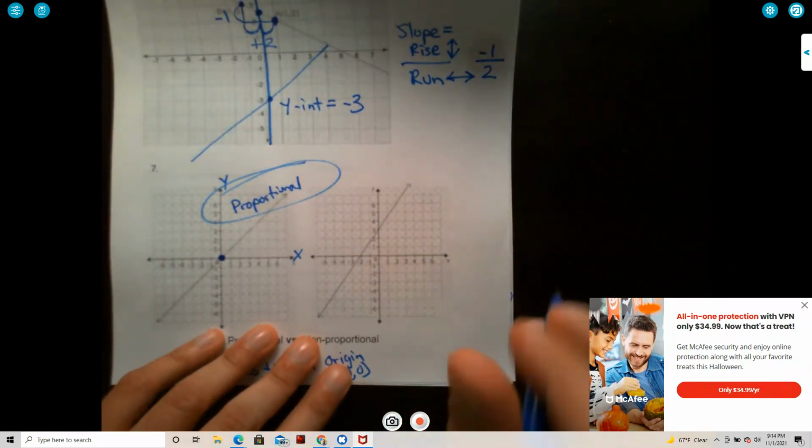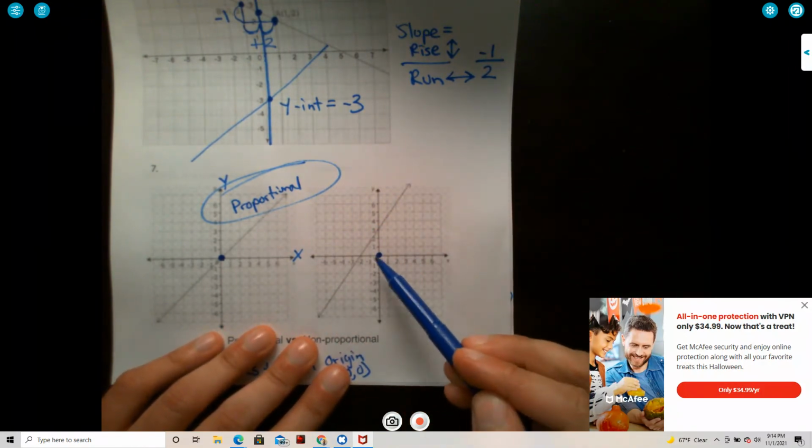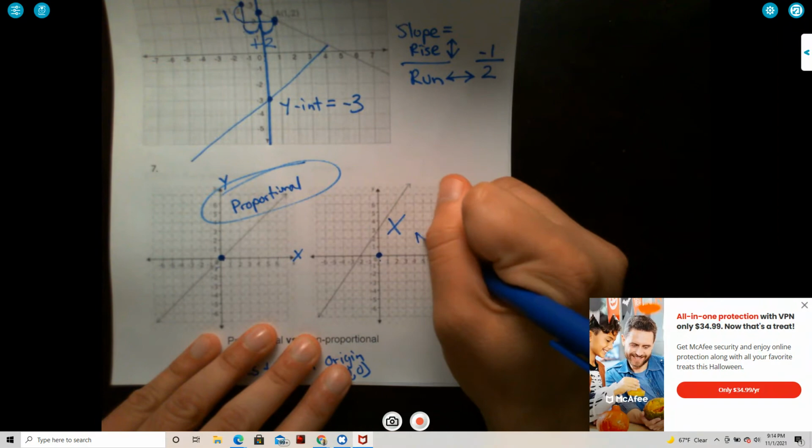Taking a look at this one. Here's the origin, 0, 0, right in the center. Does our given line go through it? Nope, not like this one. So this one would be non-proportional.